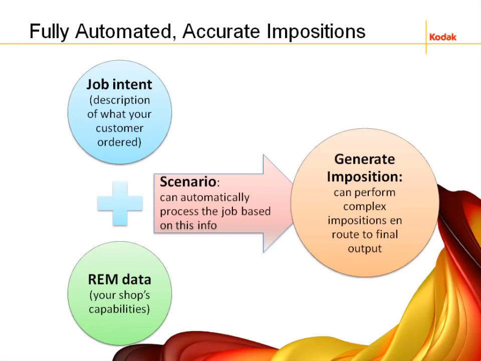So let's take that sample for a second and see what I'm meaning. Let's combine that. So you have job intent, a description of what your customer has ordered. Let's compare that against your REM data, your resources, equipment, and materials, basically what your shop is capable of doing. Run that against what we call a scenario in the workspace environment. And then you're going to generate an imposition. So it takes the complexities that you have from your resources, equipment, and materials and provides you with a result.